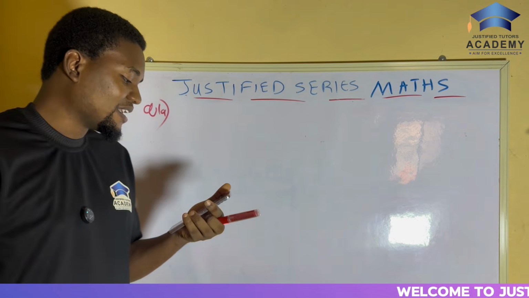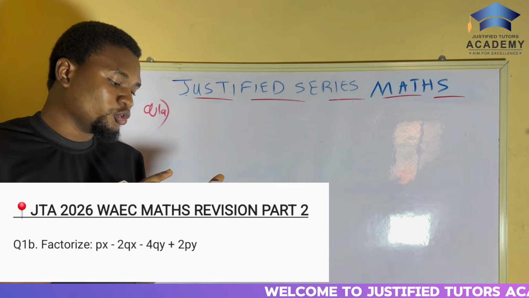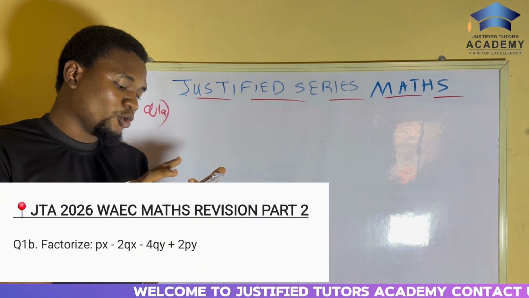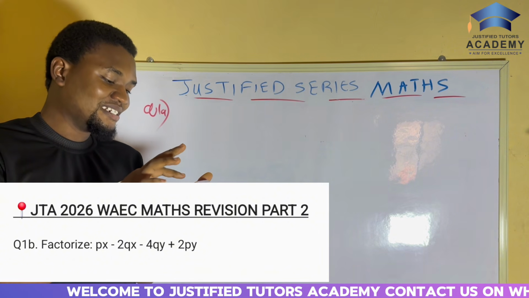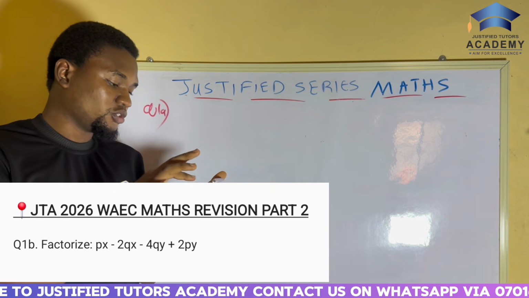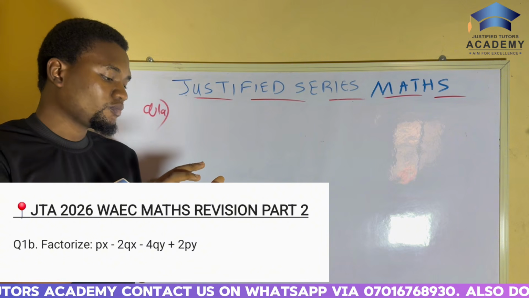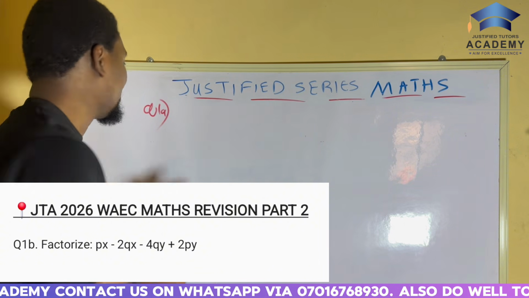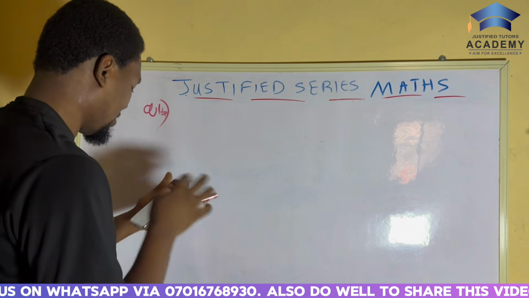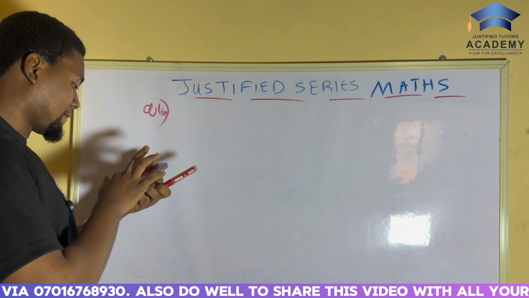Now, question 1B says, factorize px minus 2qx minus 4qy plus 2py. Are you getting me? The question is asking you to factorize. So now, we are going to be factorizing. So, ladies and gentlemen, let's take question 1B. All right. Let me write the question on the board first.